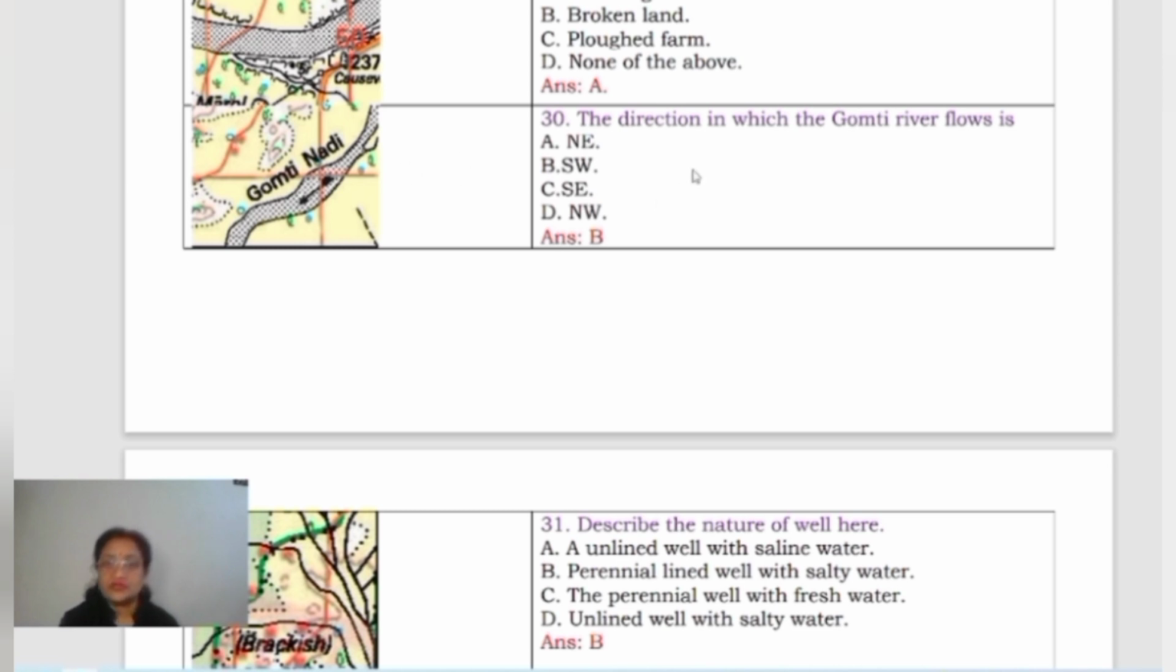Now the next question, the direction in which the Gomti river flows is, one towards northeast, number 2 towards southwest, then southeast and northwest. Now you can see here what is the direction of the Gomti river, from the northeast towards southwest. So this is actually the direction in which the Gomti river is flowing. Clear? Now what is the correct option out of all these? Towards southwest, that means B is the correct option for this.